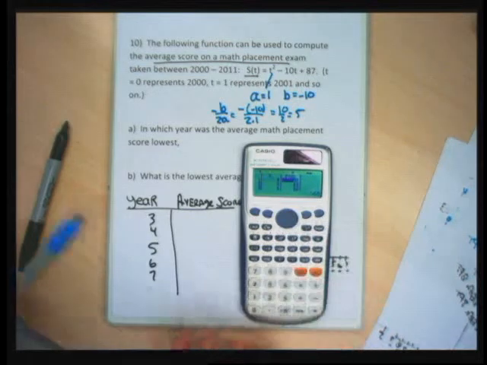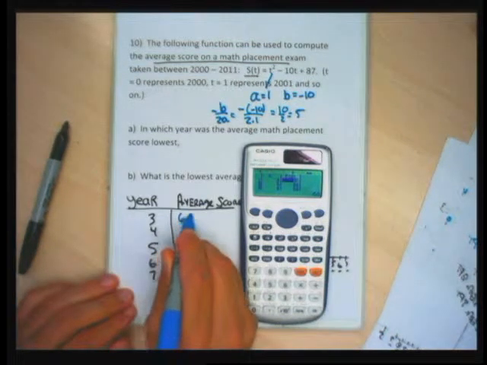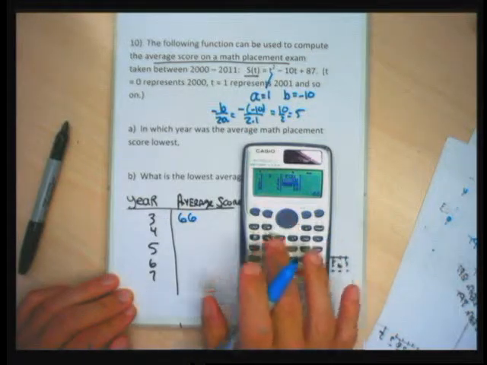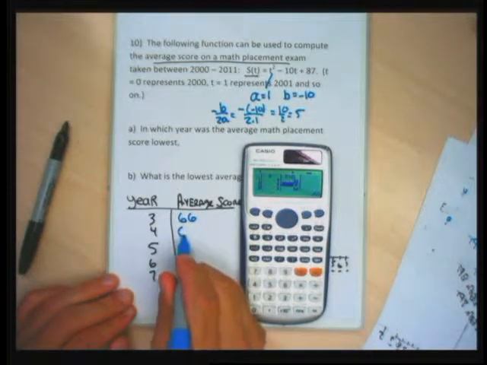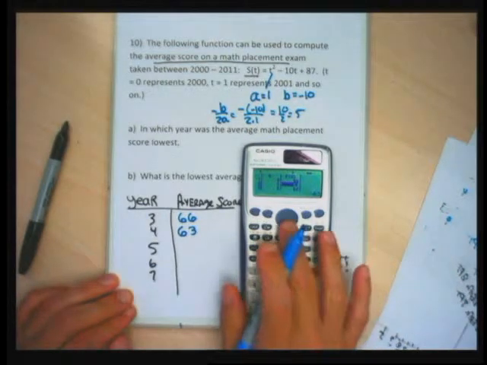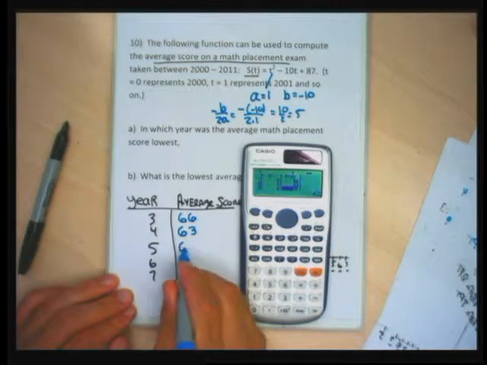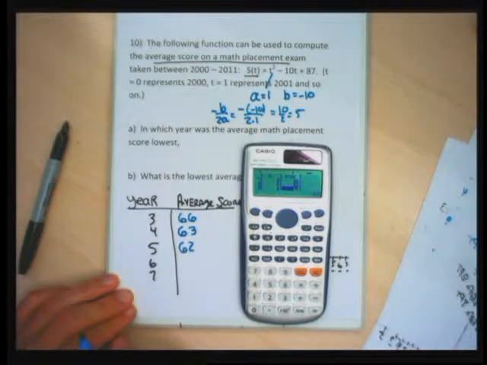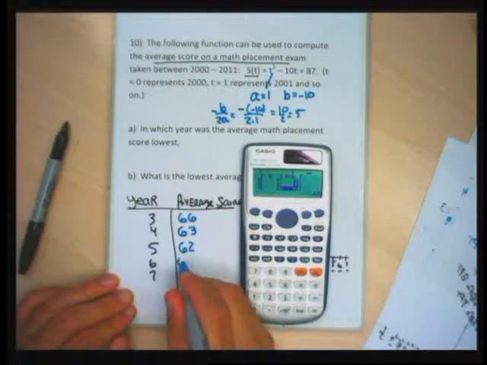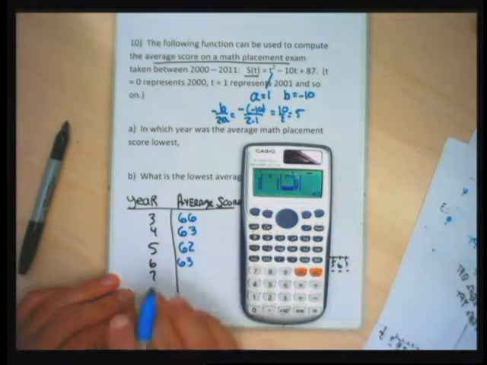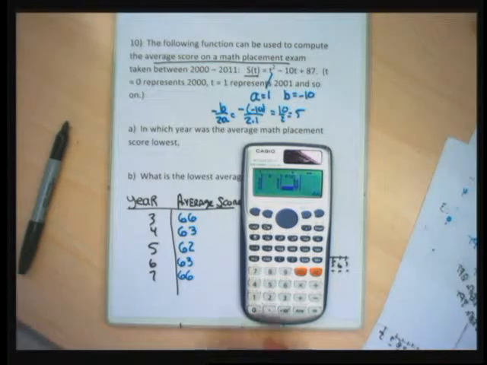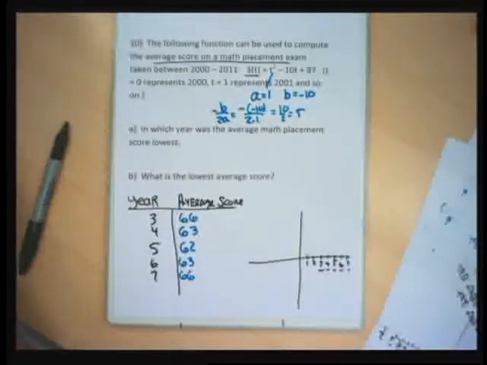So it says in 3, which is 2003, the average score in the math placement test was 63. 4, which stands for 2004, the average test score in the math placement test was 63. 5, which stands for 2005, the average score in the math placement test was 62. In year 2006, the average score was 63, and in 2007, it was 66 again. So I'm ready to answer my question.